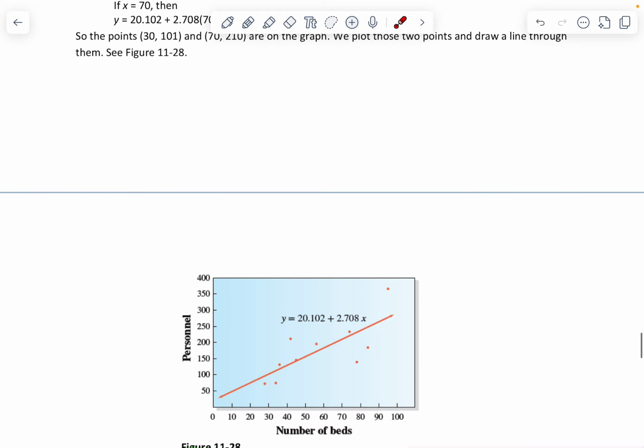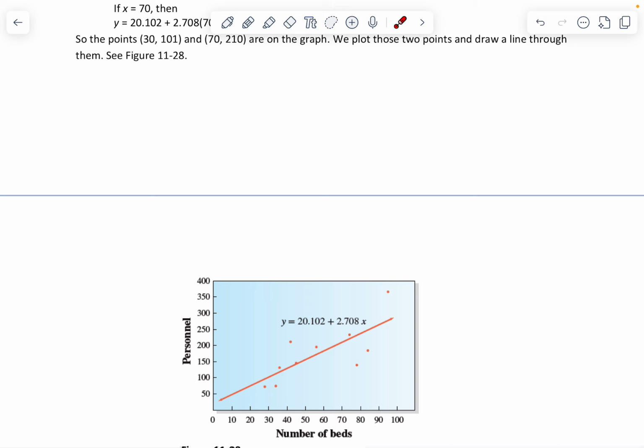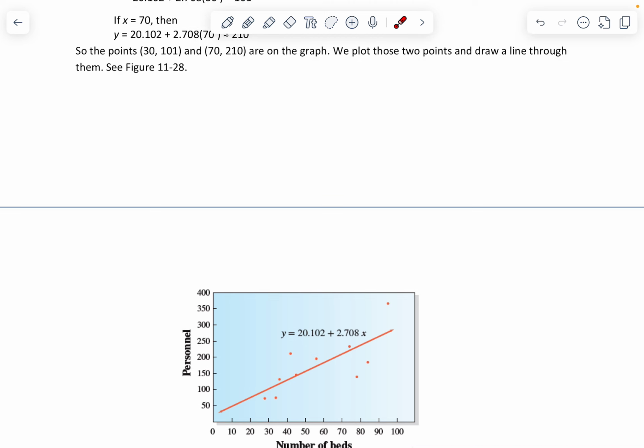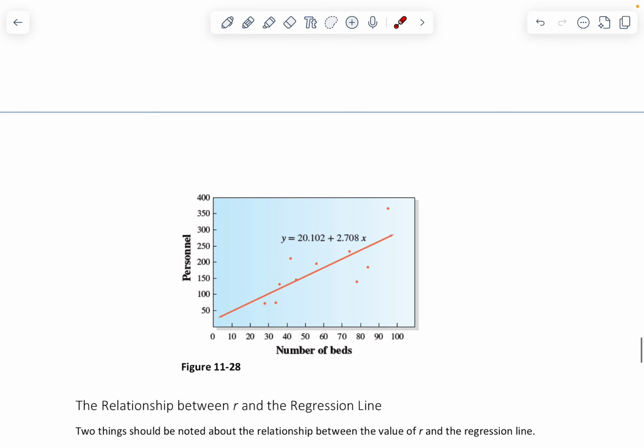So in figure 1128 right here, we have our scatter plot, which are the little red dots, and then we have my regression line plotted on top of the scatter plot right here. Okay, and the red line is the straight line that passes through these 2 points, (30, 101) and (70, 210). And you can get a pretty clear sense of how that regression line fits the data quite well. And in fact, it is the straight line that fits the data better than any other straight line.